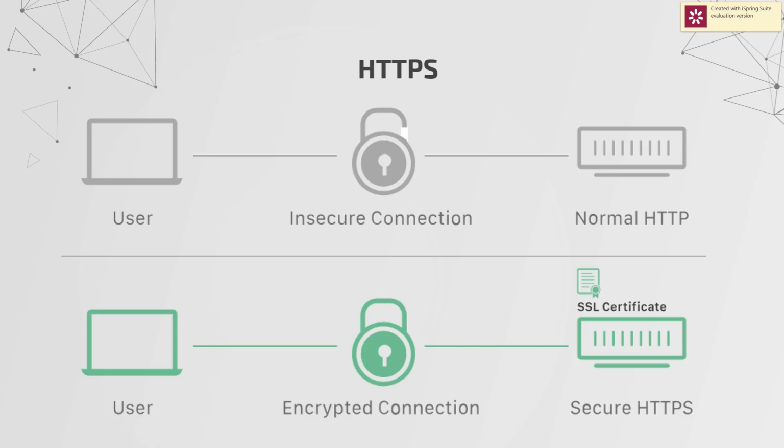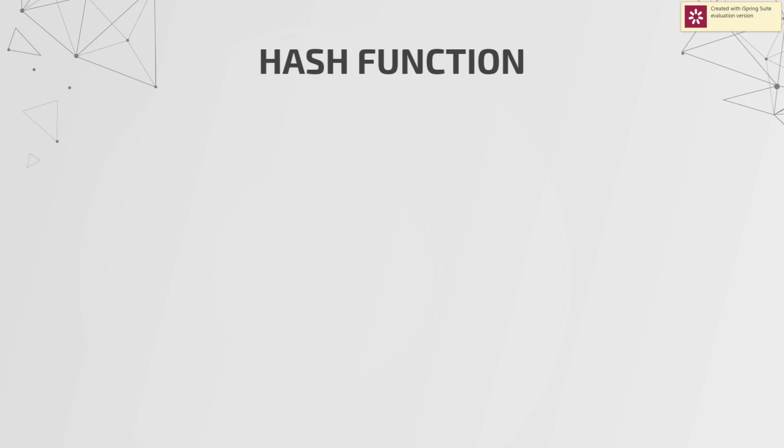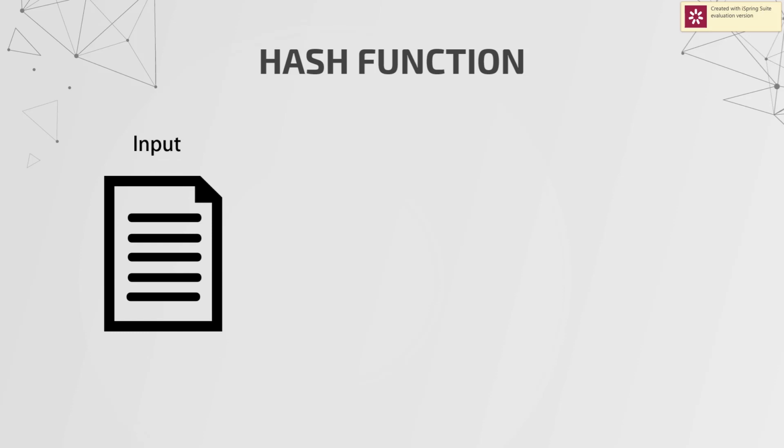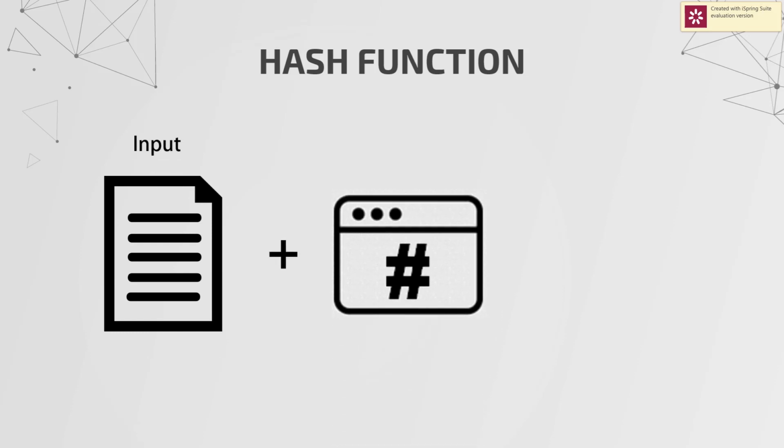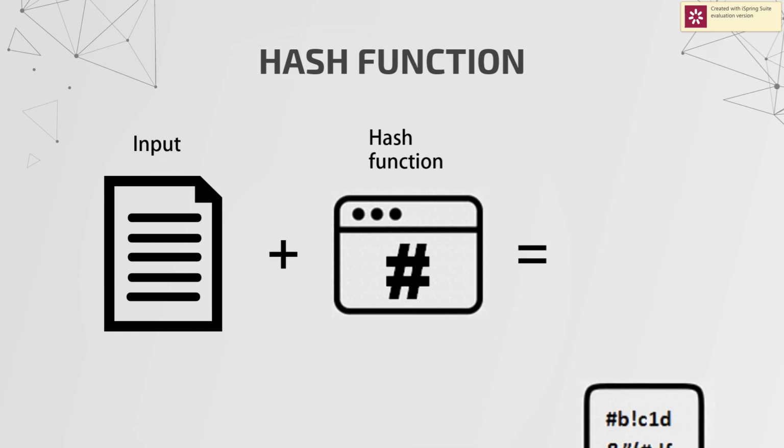Another popular way to secure data is hashing. It is the process of converting an input of any length, for example letters, numbers, and symbols, using a mathematical function to produce an output of a specific length. The message to be hashed is called the input. The algorithm used to do so is the hash function and the output is called the hash value.